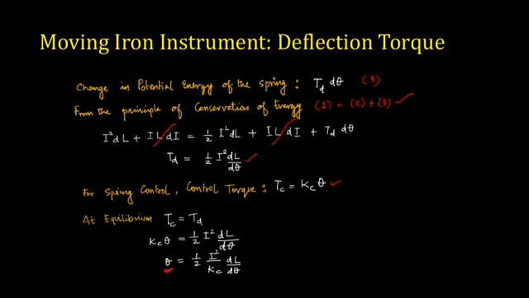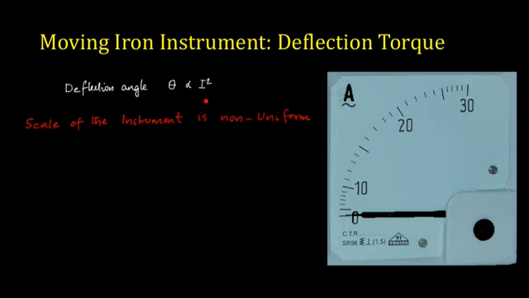You can say that θ is proportional to I², assuming that dL by dθ is constant. But in the practical case, dL by dθ is not constant, and the variation in this value is proportional to the angle to which your pointer is deflected, that is, proportional to θ.